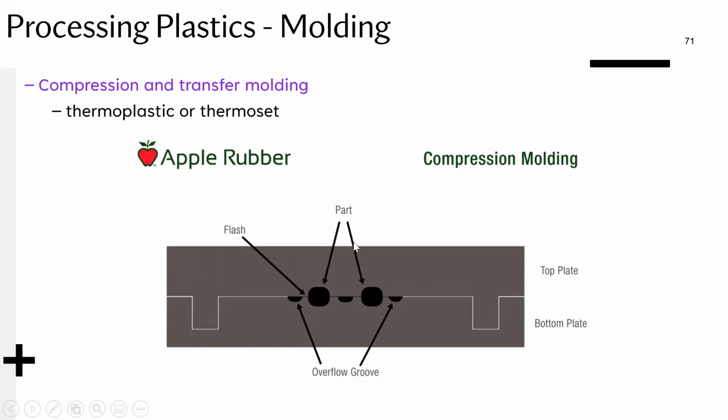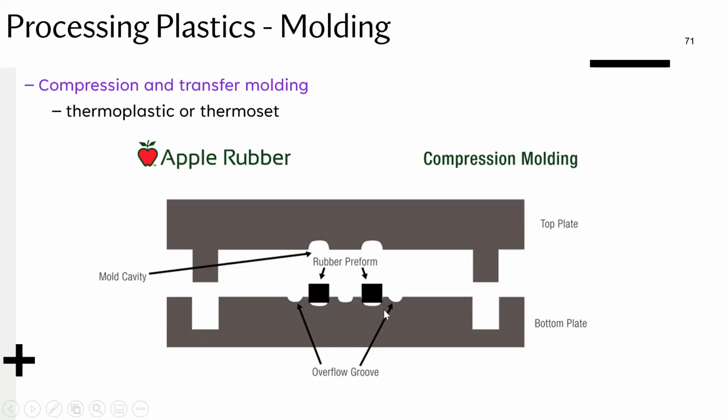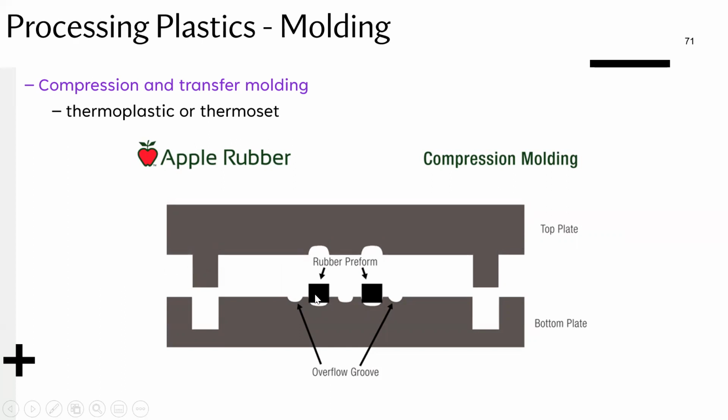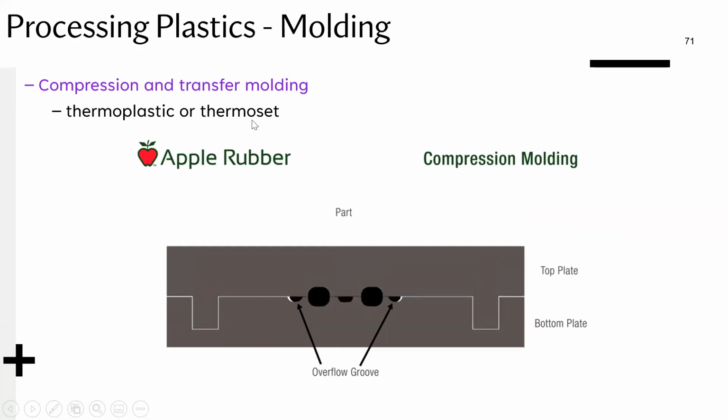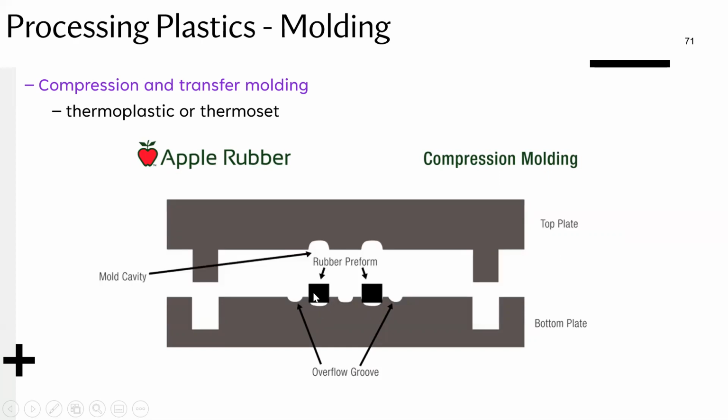Okay, so again, note that if this was a thermoplastic, this could have been a solid block. If this was a thermoset, this has to be in the monomer state. Okay, and then you have to actually cross-link it.